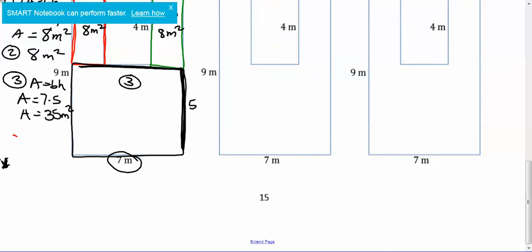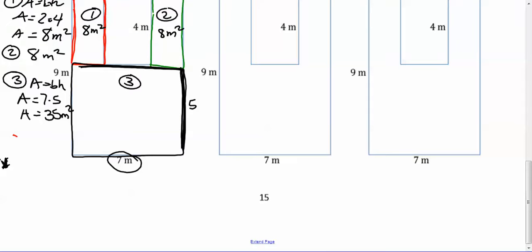Oh, Smart Notebook can perform faster. Learn how? Well, we need to learn to perform faster too.